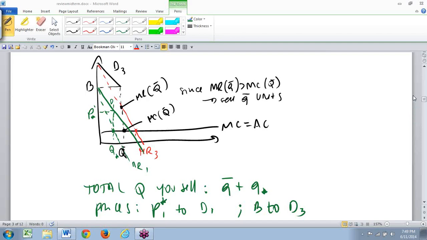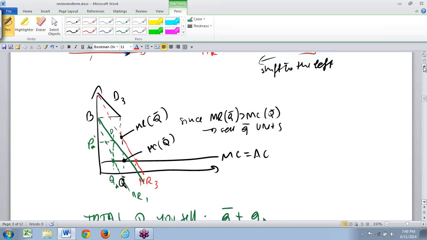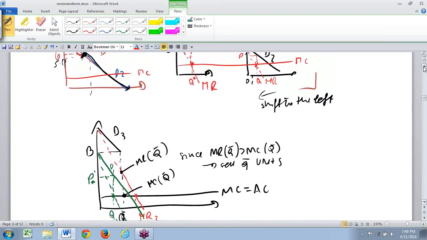So for example, okay, so Svetlana, Q bar, so Q star is the optimal number of units that you will sell to segment D1. So what is my Q star in my first graph?